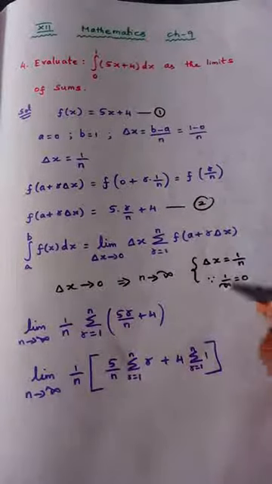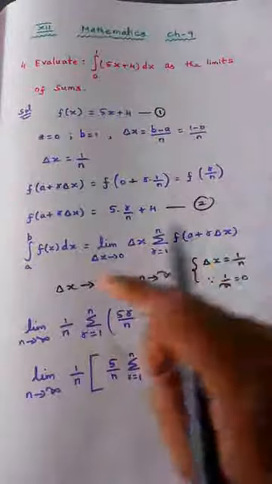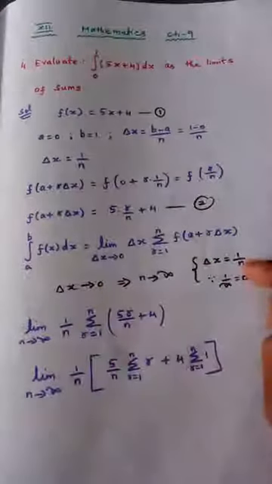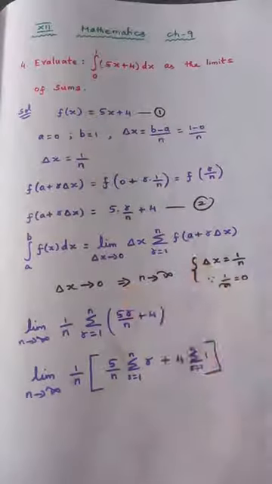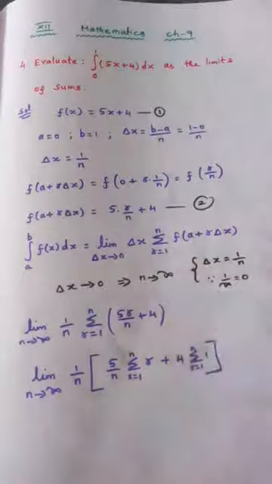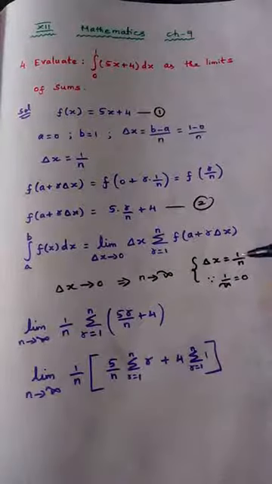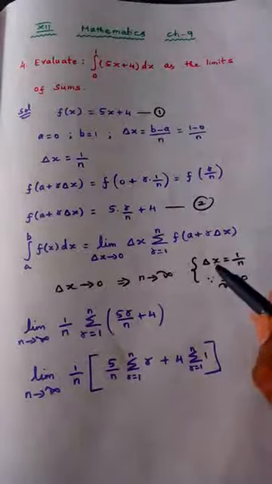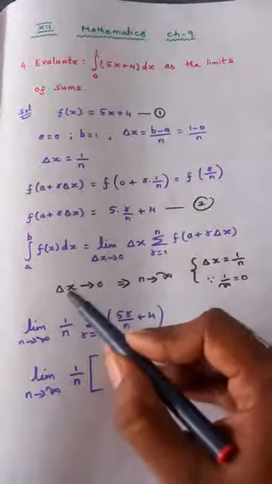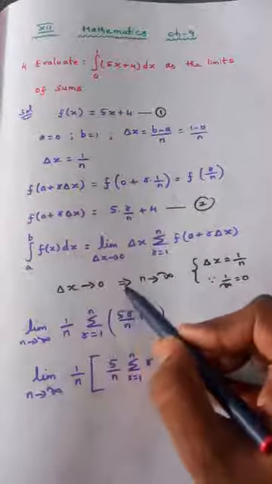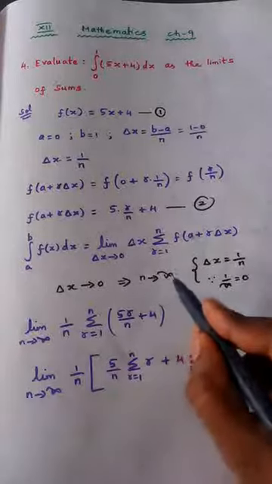So what is the meaning? If delta x has to go to 0, then the denominator should go to infinity. Then only delta x will become 0. So delta x goes to 0 is the same as n goes to infinity. Because 1 by infinity, what is the answer? 0. So try to understand, if delta x has to go to 0, this n should go to infinity. Could you understand this? That is what I am writing here: delta x goes to 0 implies n goes to infinity.